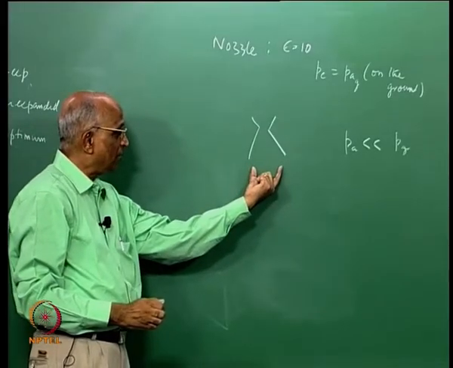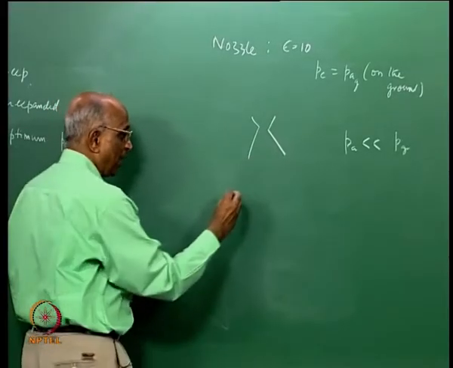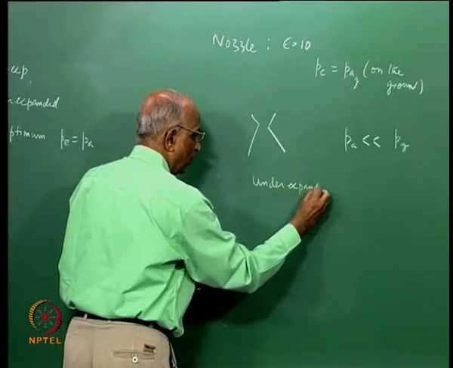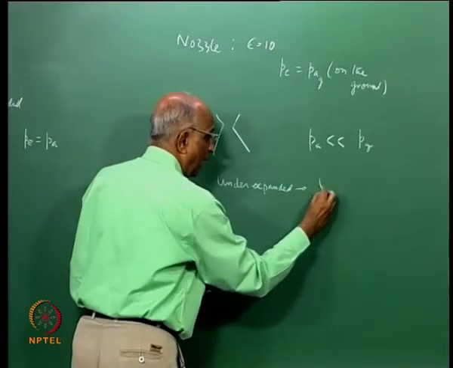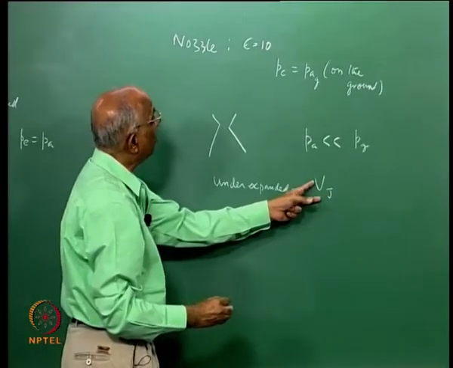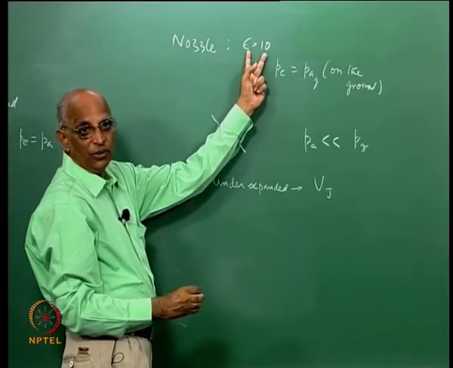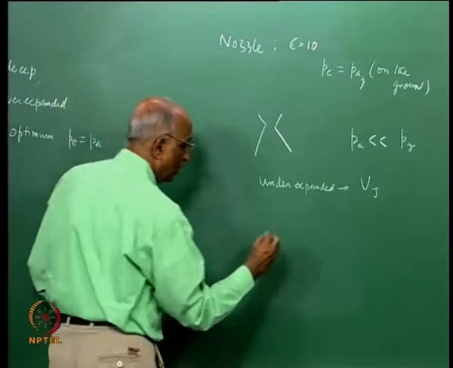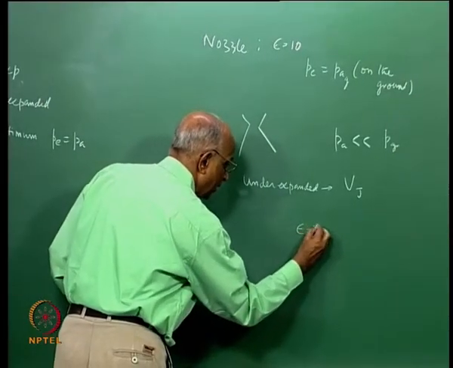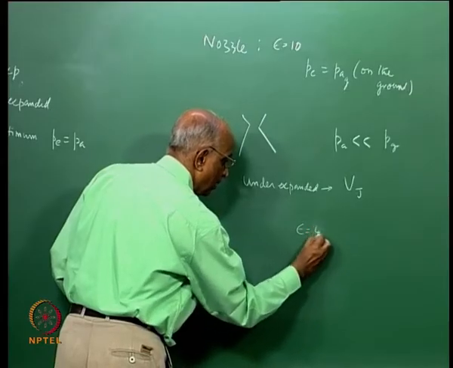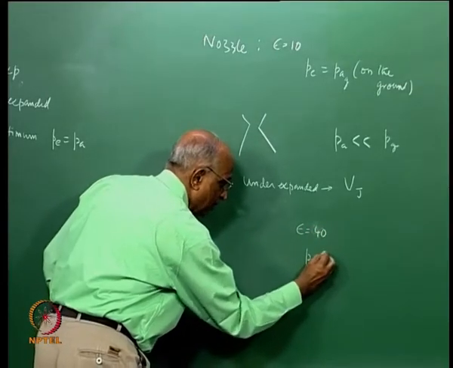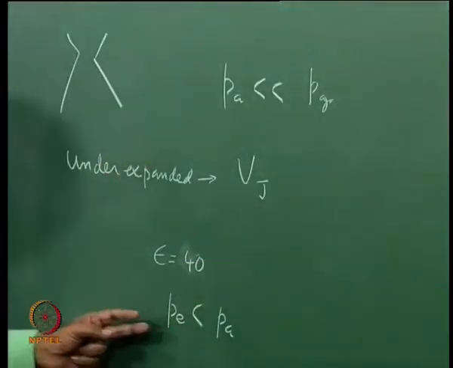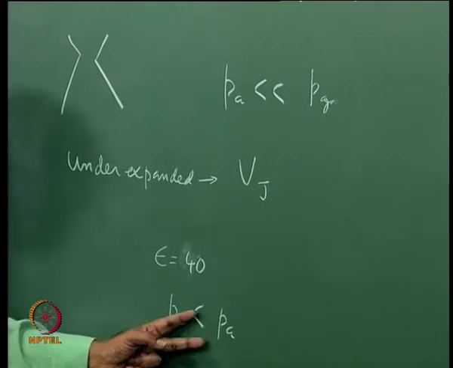My exit pressure has reduced, the nozzle becomes underexpanded, and therefore, I will not be able to get a high value of Vj, which would have been possible had I got a high value of expansion ratio. Whereas on the other hand, if I have a nozzle on the ground, I have an area ratio of, let us say, 40, which gives me an exit pressure which is less than the ambient pressure on the ground, because now the nozzle is overexpanded.